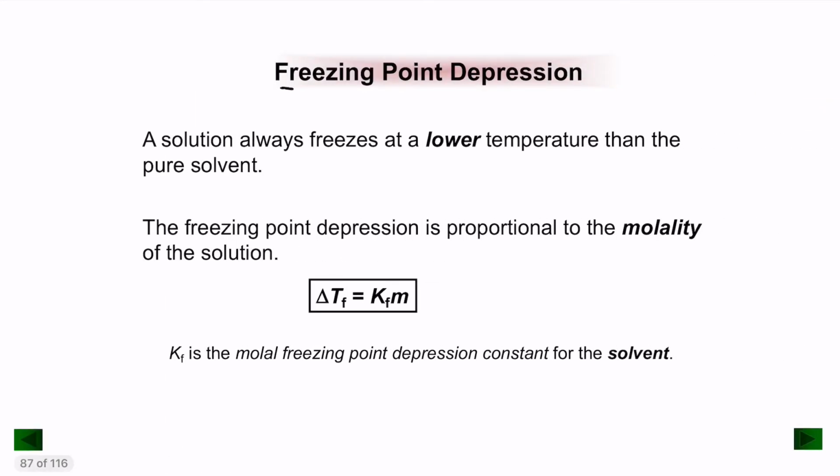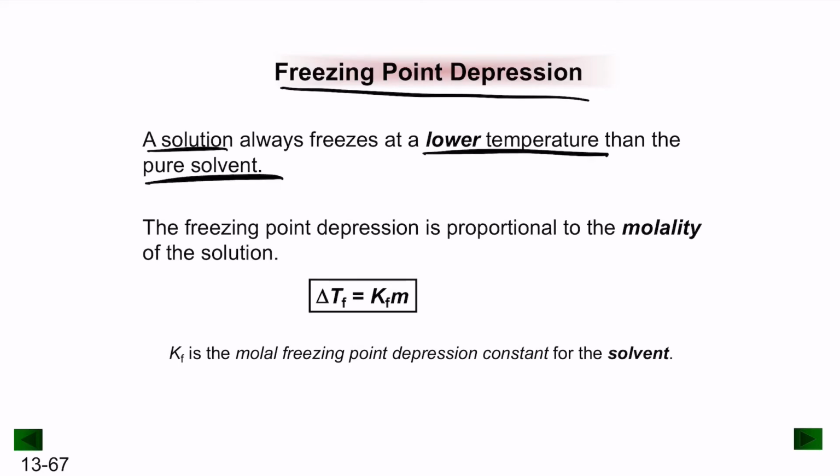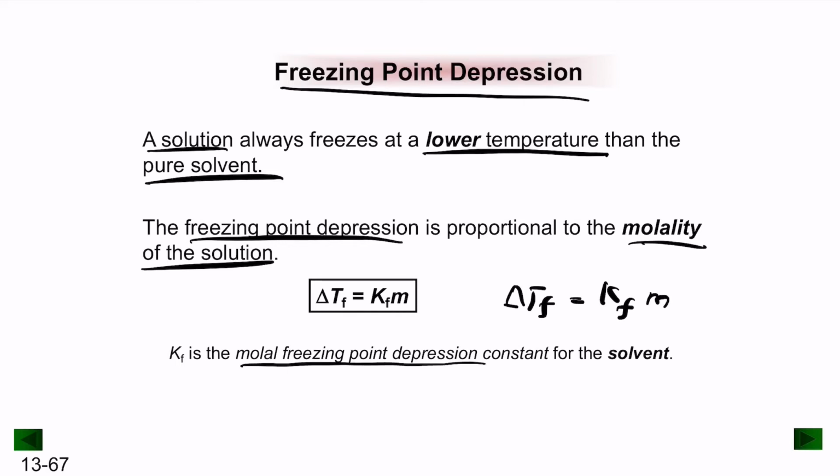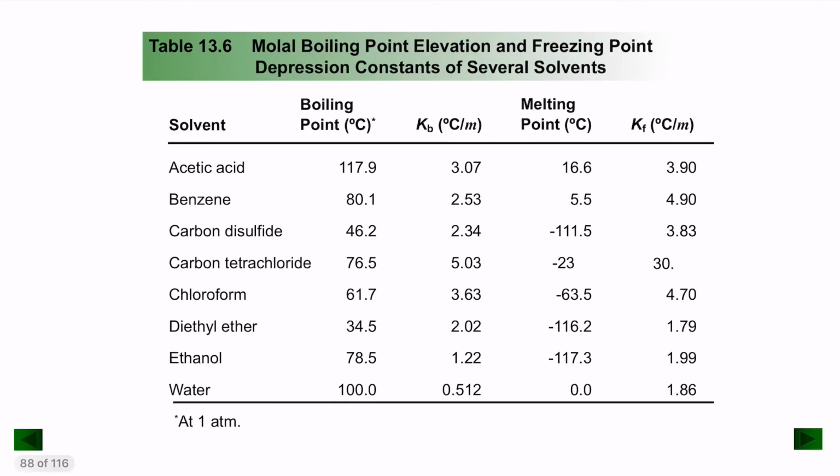And the next one is freezing point depression. A solution always freezes at a lower temperature than the pure solvent. This freezing point depression is also proportional to the molality of the solution. We write ΔTf = Kf times m, where Kf is called the molal freezing point depression constant for the solvent. This is a table that shows you the values of Kb and Kf. These are the values that we generally take when we solve problems.